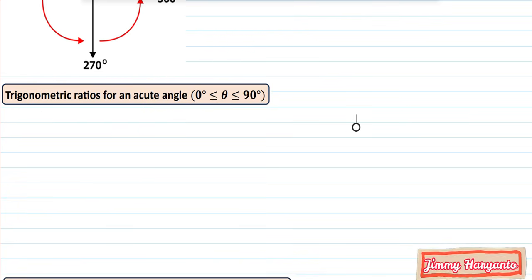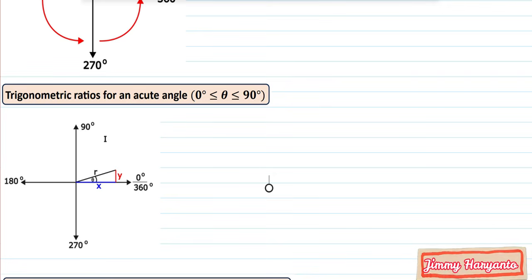Next is trigonometric ratios for an acute angle. We already learned this before. For an acute angle in the Cartesian diagram, the acute angle will be in the first quadrant. So we call this the first quadrant. Yeah, it's in between 0 and 90 degrees. For the first quadrant, if I create a triangle like this, the theta will be right here. The theta will be right there.